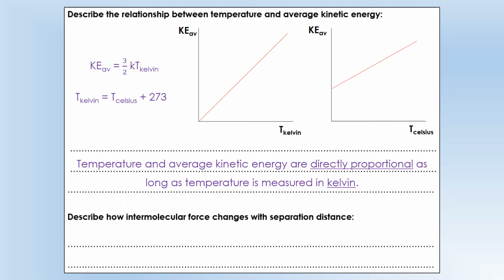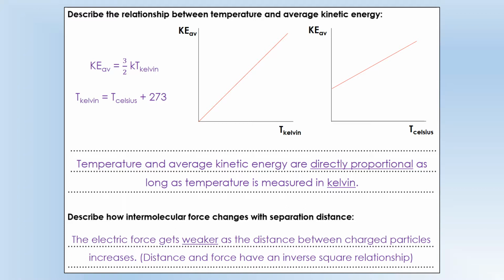So we've seen that as we heat something, the separation distance increases. And you'll have noticed that as we go from solid to liquid to gas, separation increases. So what effect does that have on the intermolecular force between the atoms? Well, the electric force, which is the force that's responsible, gets weaker as the distance between charged particles increases. So if we heat something, we increase the kinetic energy, that gives you a bigger separation, that then gives you a smaller force between the molecules, which is why they can eventually break off and escape.